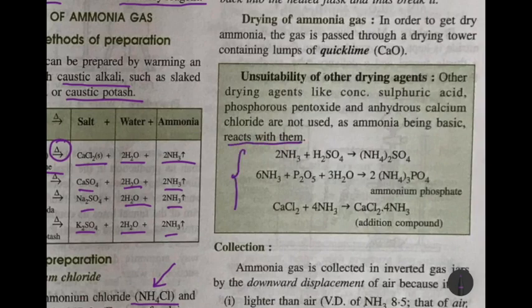Your next assignment for today, you will write down why other drying agents are not used to dry ammonia gas, and you'll write down these three equations. So ammonia and sulfuric acid, you can see it gives ammonium sulfate.